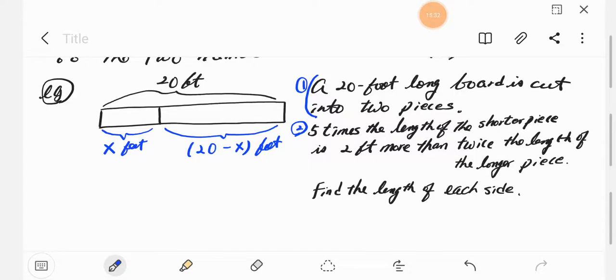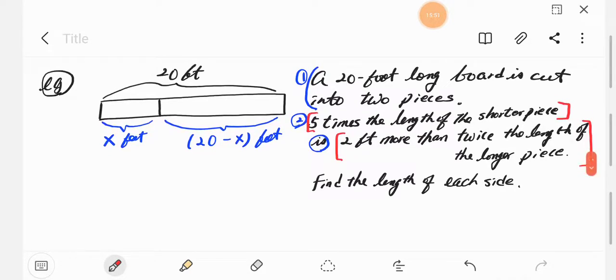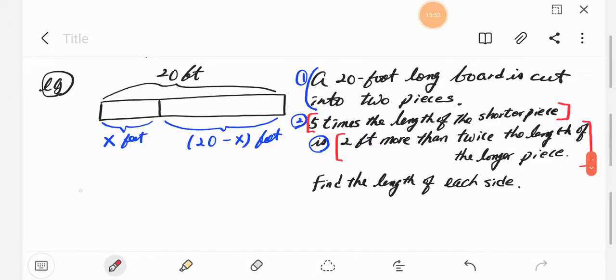For the second sentence, 5 times the length of the shorter piece is, so this will be an equal sign, right? This left hand side should be equal to this right hand side. The left hand side is 5 times the length of the shorter piece, which is x feet. That should be equal to 2 more than, do you remember more than? Then what do we do? Write the second expression first.